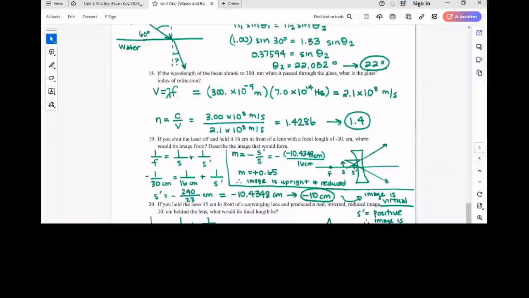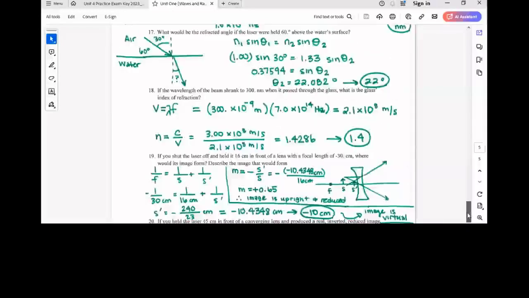18. If the wavelength of the beam shrank to 300 nanometers when it passed through the glass part of the aquarium, what is the glass's index of refraction? I know the wavelength, that is our target. 300 nanometers is 300 times 10 to the minus 9 meters. Multiply it by the frequency, which is the same one we've been working with for a few questions now, 7.0 times 10 to the 14 hertz. That product will give 2.1 times 10 to the 8 meters per second.